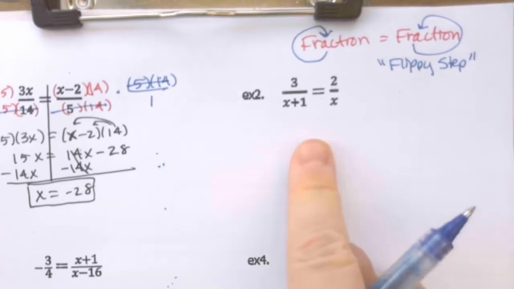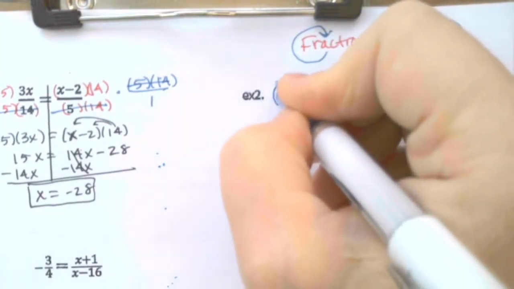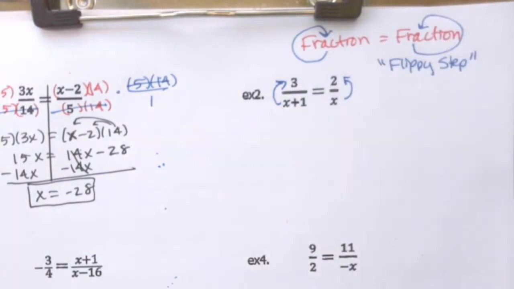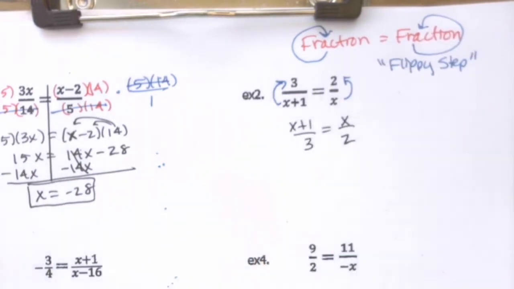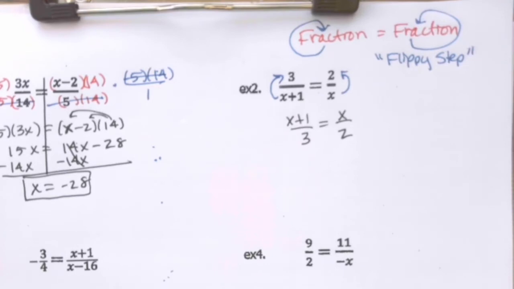So on this one, where my x's are on the bottom, if I do flippy step and flip both sides, so I have x plus 1 over 3 equals x over 2, I now have the x's on the top and I can solve. Moving the x's to the top should be your first priority.